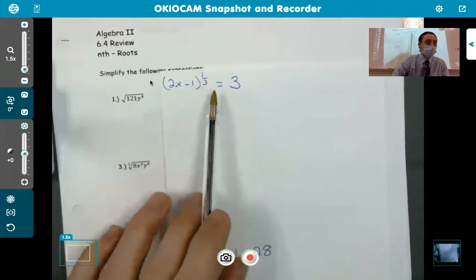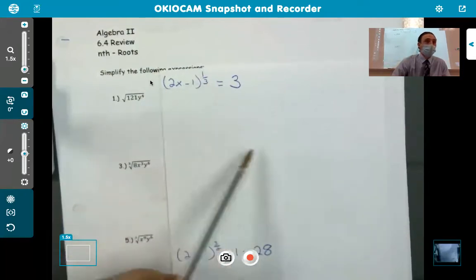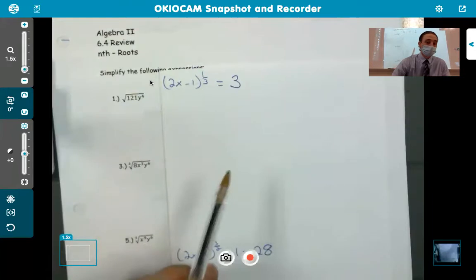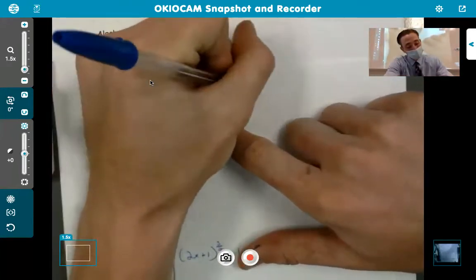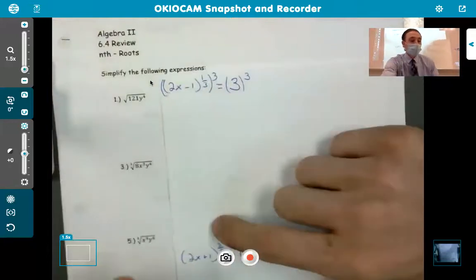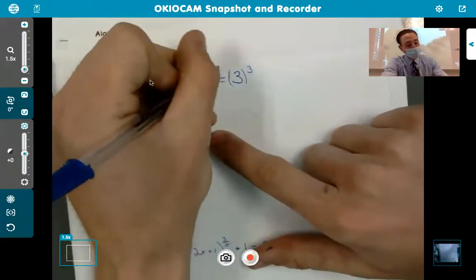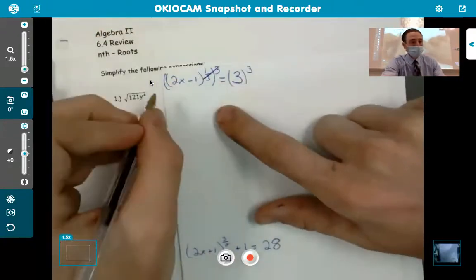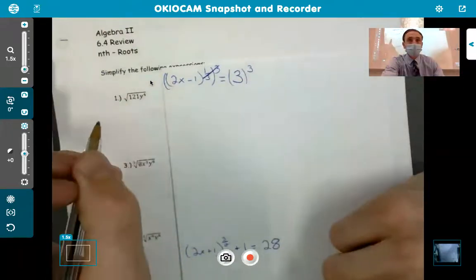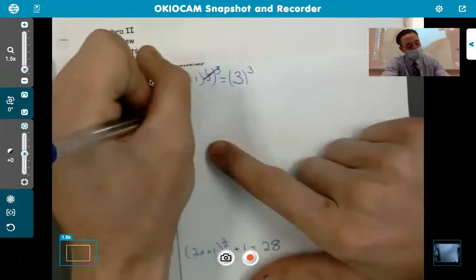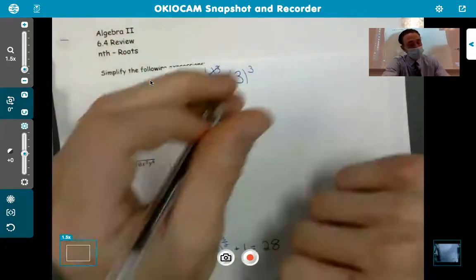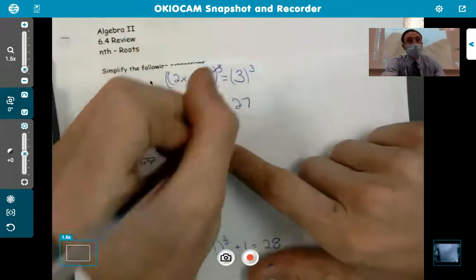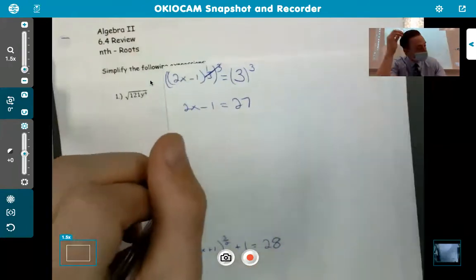I need to raise both sides to what power? 3, right? The reciprocal of that term. So I have to raise it to the 3rd power. When I do that, my exponents are going to cancel. What's left over on the left-hand side? The 2x minus 1. And then what's 3 to the 3rd power? 27.